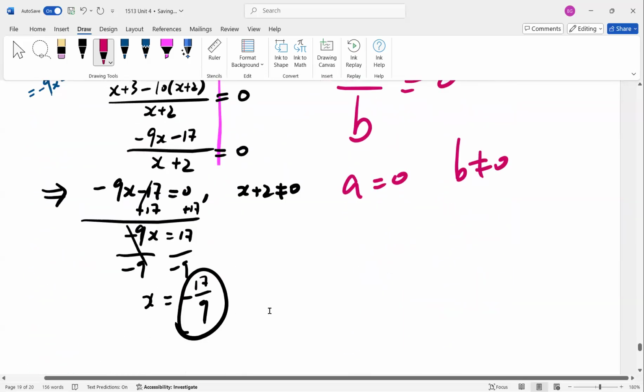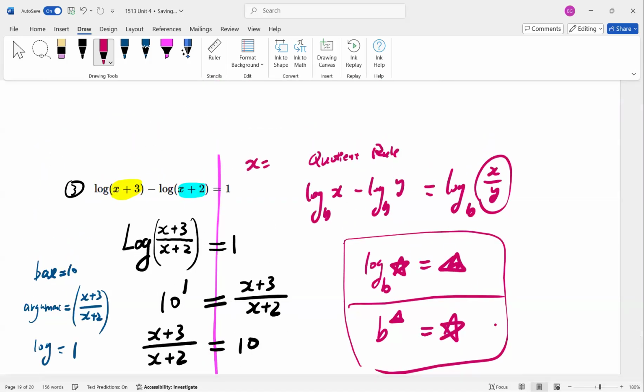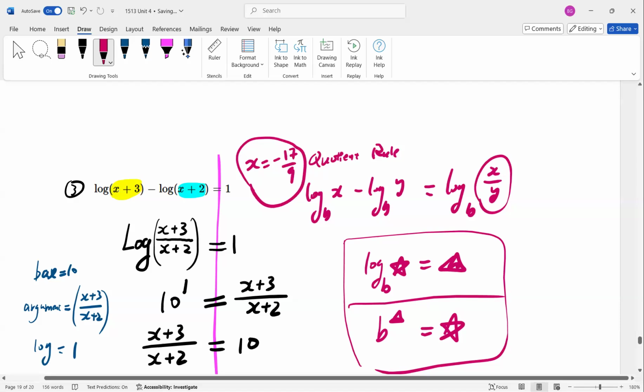Okay, we have a solution -17/9. Let me write it down. The solution is x equals -17/9. It's negative, so be very careful. We want to see if it satisfies the original equation. Oh, hold on, this is positive. This one is also positive, actually. It works. Even though x is -17/9, -17/9 is bigger than -2. You know what I'm saying?